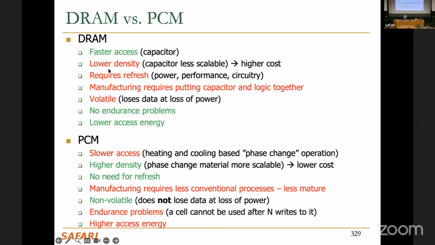DRAM is actually lower density than phase change memory. You could actually make phase change memory a much higher density. Both of them have manufacturing issues compared to conventional logic process. And clearly, phase change memory manufacturing is much less mature because it's an emerging technology. DRAM has had 60 years of run for it. It was invented in 1965 by Bob Dennard. You can read the patent in 1967.